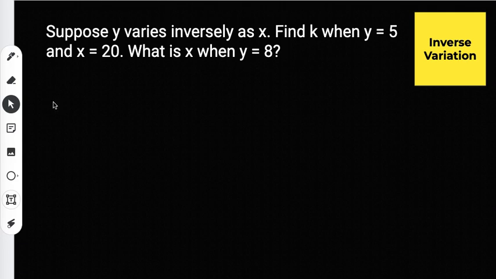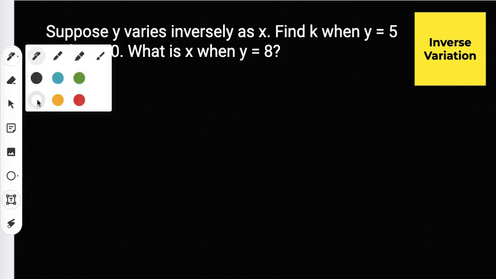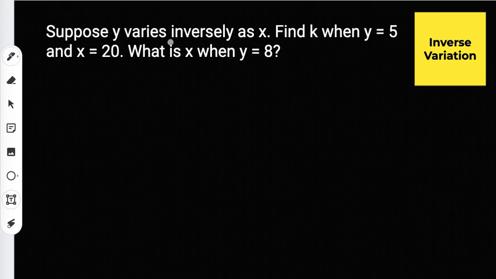In this video, we're going to be using inverse variation. So this question asks, suppose y varies inversely as x. This time I know that it's inverse, so I'm going to underline that. The formula for inverse variation is y equals k over x. So you're dividing k by x this time, instead of multiplying.